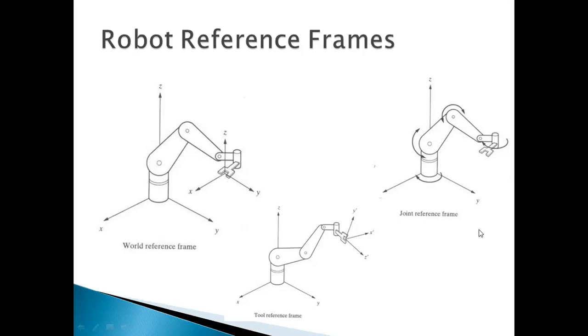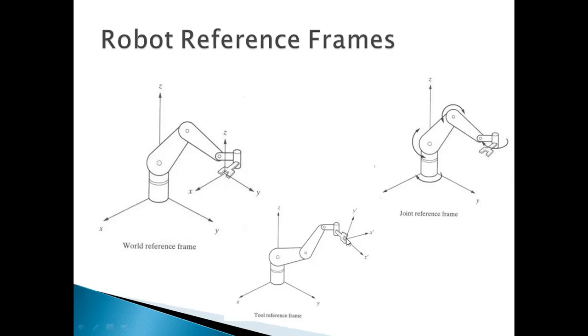Next is the joint reference frame. Joint reference frame means, if we consider any joint and apply the reference frame along the X, Y and Z directions, right, we can calculate the position of another joint with respect to its previous joint, or the joint where you apply the reference frame. Next is the tool reference frame.